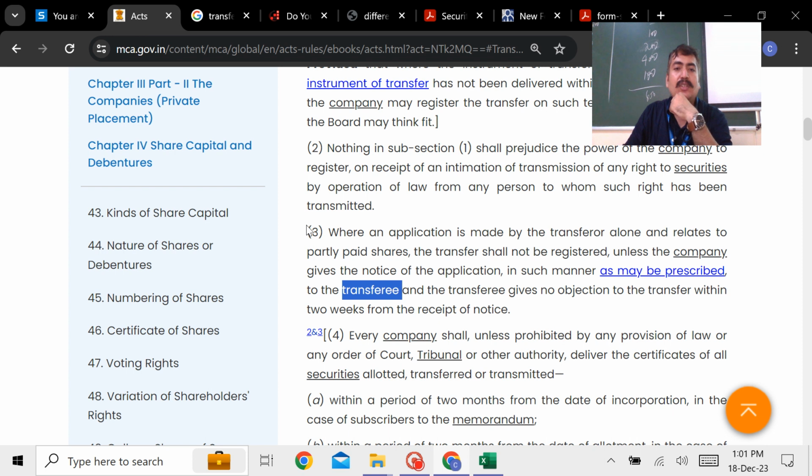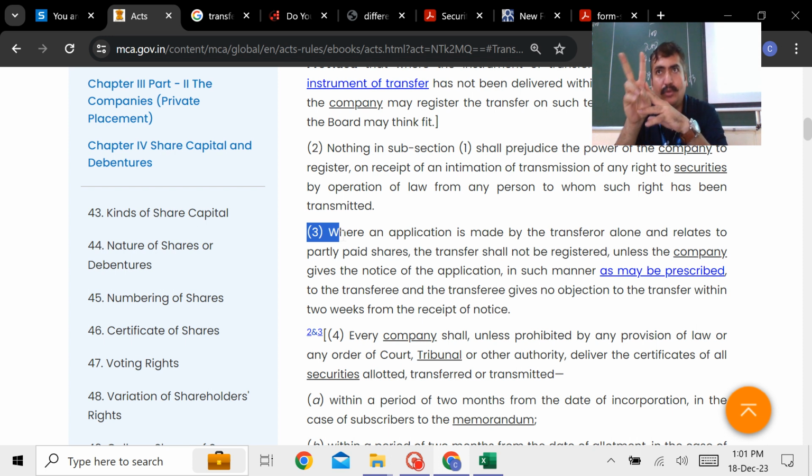So guys, if I ask you the question, under what kinds of circumstances does the registrar need to give the notice to the transferee? Under these two conditions: when the transferor alone is going to the company, and the shares are partly paid up. Is it understood? All right. So you understand, the notice has to be given.